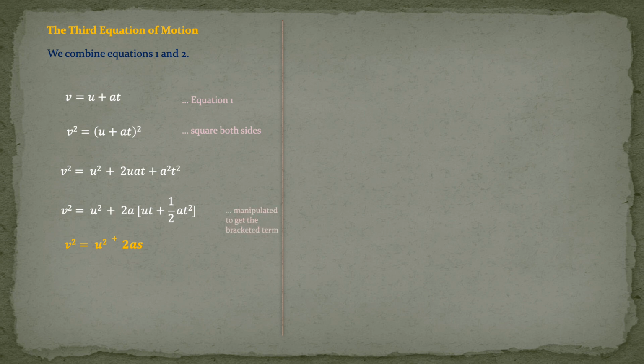We've essentially manipulated the algebra here to get that square bracketed term. Do you recognise what is in the square brackets? It's ut plus a half at squared, which of course is simply s. It's our second equation of motion, and that takes us to v squared equals u squared plus 2as, the third equation of motion.